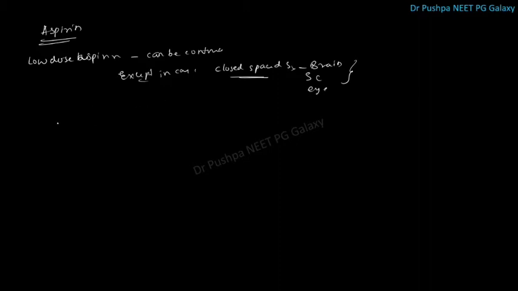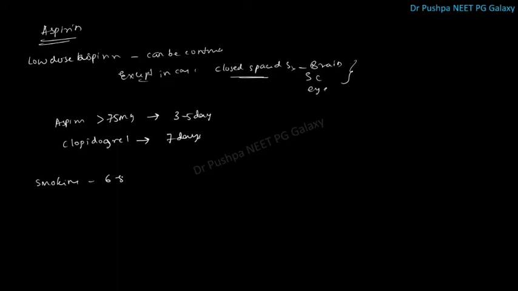If patient is on aspirin and dose is more than 75 mg, this has to be stopped 3 to 5 days before the surgery. If patient is on clopidogrel, it has to be stopped 7 days prior to surgery. And ideally, patient has to quit smoking before 6 to 8 weeks of surgery. Smoking causes decrease in surfactant level and it decreases the potency of aminosteroid muscle relaxant.